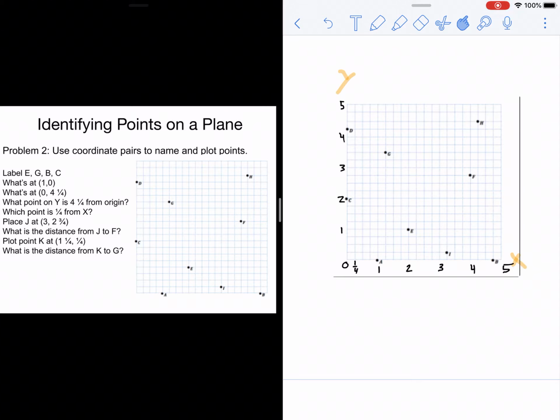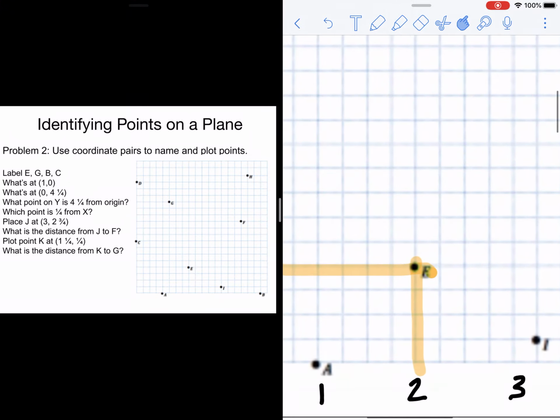We're going to use coordinate pairs to name and plot points. So here we go. The first one says label E, G, B, and C. So we're going to go to E, and I'm going to use my highlighter. E is at over 2, up 1. So E, and I'm going to zoom in. Remember, x comes first, is 2, comma, 1.